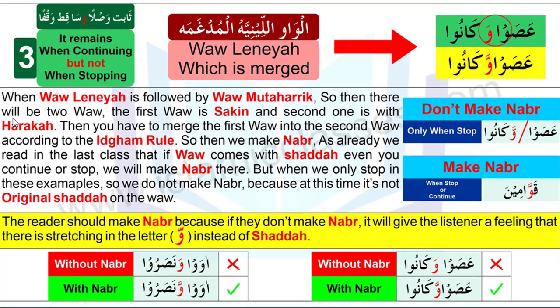So when we see a little bit in detail, it is written here when waw liniya. What is waw liniya? So let me tell you first what waw liniya is. Look, which waw comes with sukun sign on it, and before that waw, if there is fatha sign on the before letter, so at that time that waw is called waw liniya. So this waw is waw liniya right now because the waw is coming with sukun sign and before the waw there is fatha. So this is waw liniya. Okay, now just come again here.